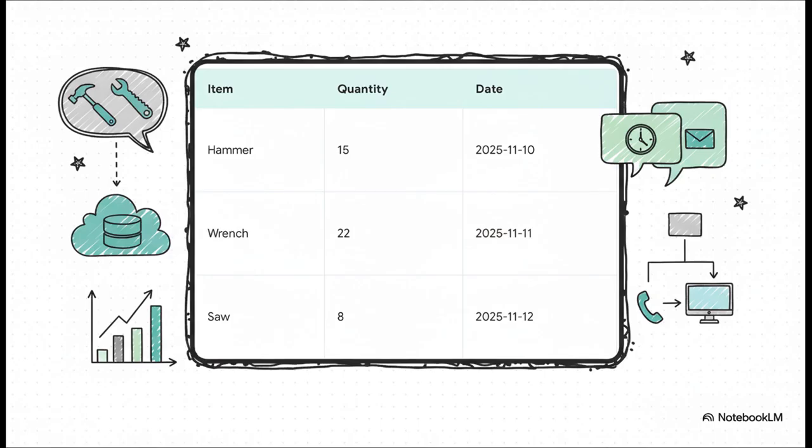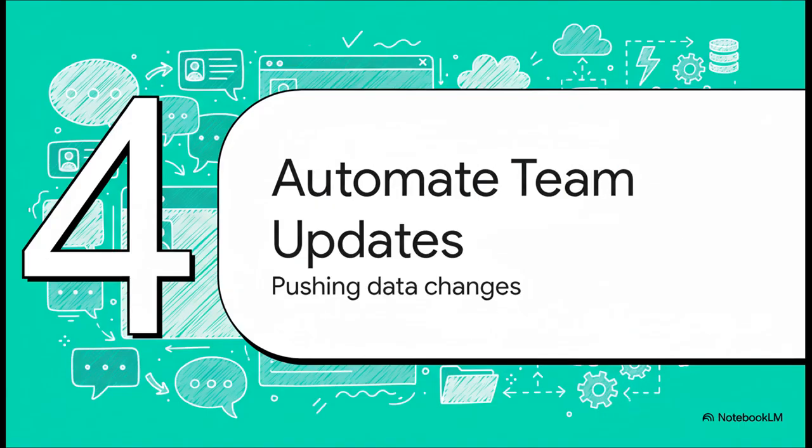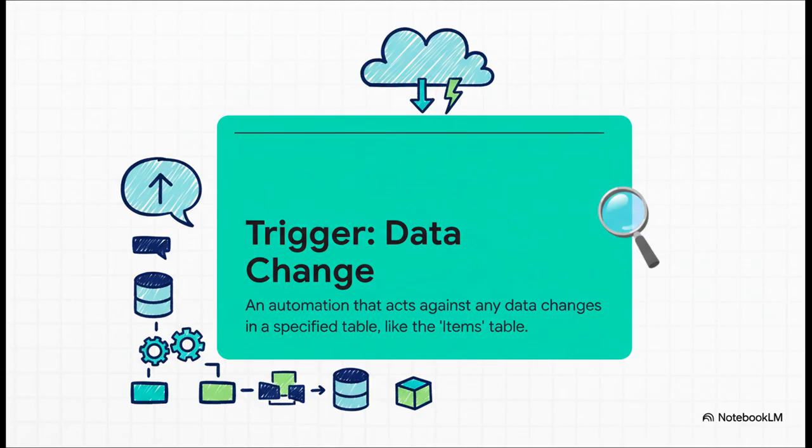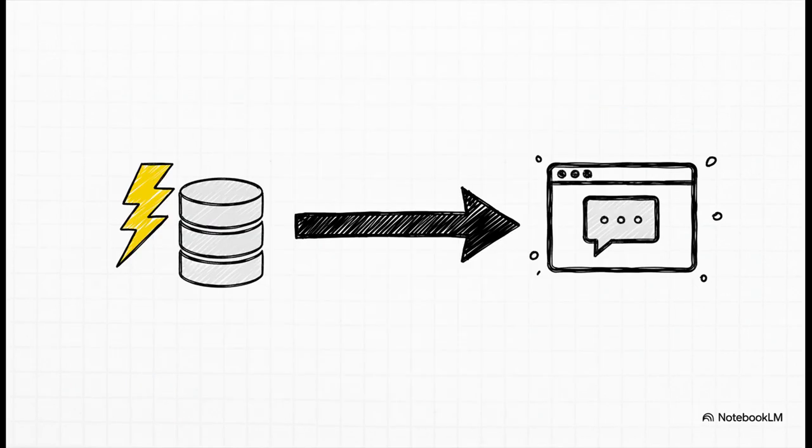Okay, pulling data out of your app is cool, for sure, but what about pushing updates automatically? This, my friends, is where things get really powerful. You can actually set up your app to send a message to your team anytime important data changes. The whole setup is that classic if this, then that idea. The if part is what we call the trigger. So in this example, we're just telling the system, hey, if anything changes in our items table, I want you to do something. And that brings us to the then that part, the action. So when that change happens, the system is all set up to automatically send a custom message to a specific Google Chat space, like your team's inventory updates channel.